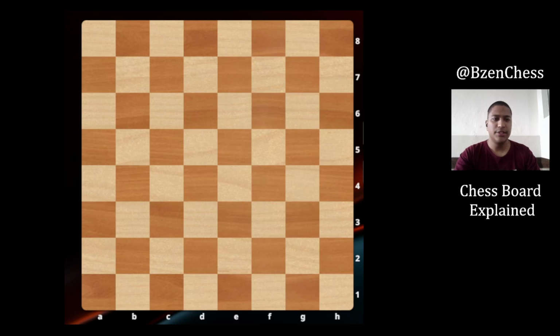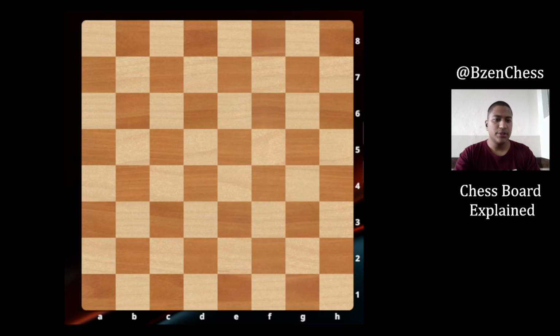Today we're going to go into detail about the chessboard. So as you can see on the screen, this is the chessboard. It's made up of 64 squares. Each square is either a light colored or dark colored square. The squares alternate between light and dark colors. So there are 32 light colored squares and 32 dark colored squares.